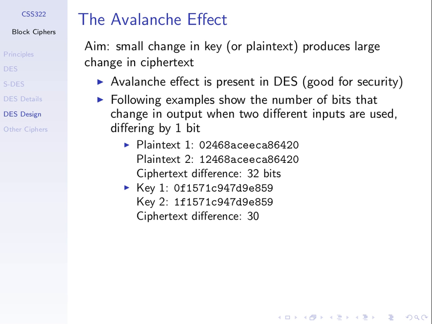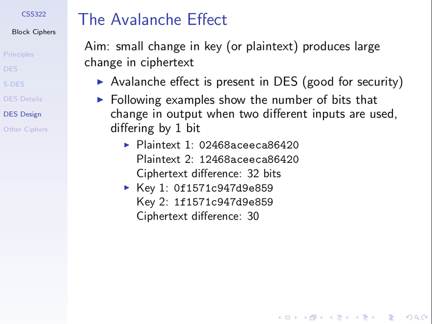if we convert to binary, plain text 1 is, each digit is 4 bits, so 0 here, followed by 2, and followed by all the other bits, whereas plain text 2 is 0, 0, 0, 1, and all the other bits are the same. So there's only one bit that differs in the input, the two different plain texts.